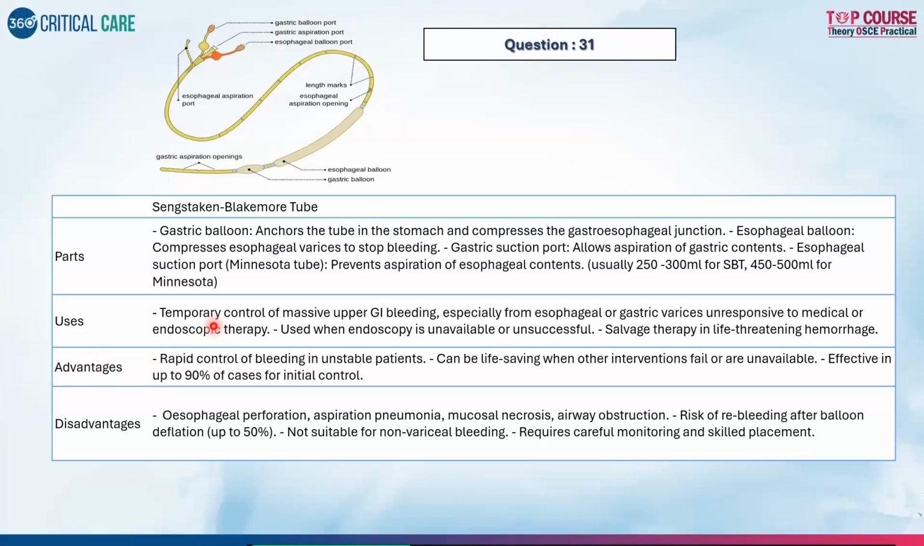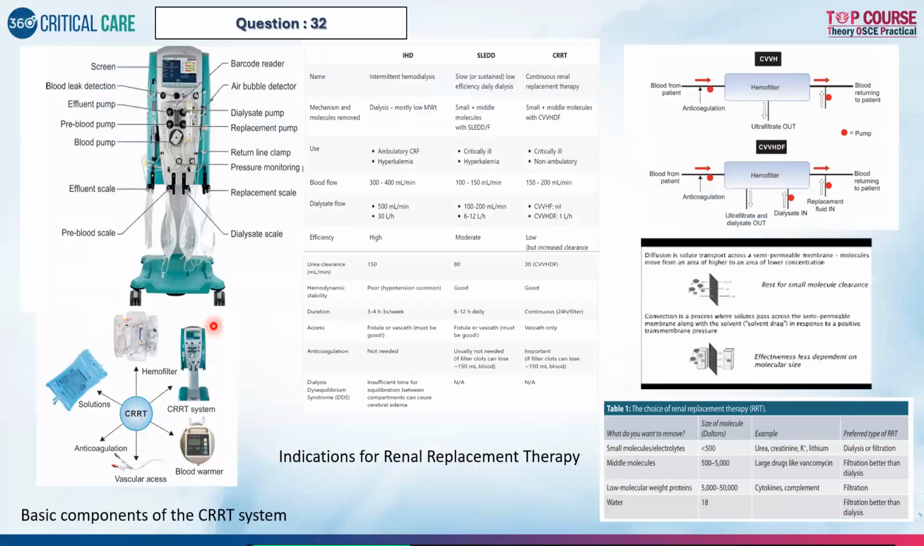However, it can result in perforation, it can result in rebleeding. It is non-suitable in case of non-variceal bleeding, and one has to be very careful while placing it. It can cause airway obstruction and mucosal necrosis as well. Regarding this device, that is the CRRT device, what are the potential questions that you can be asked?